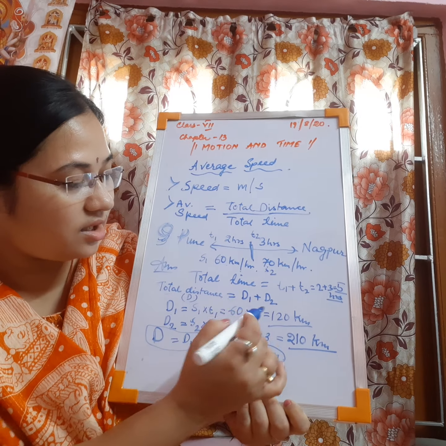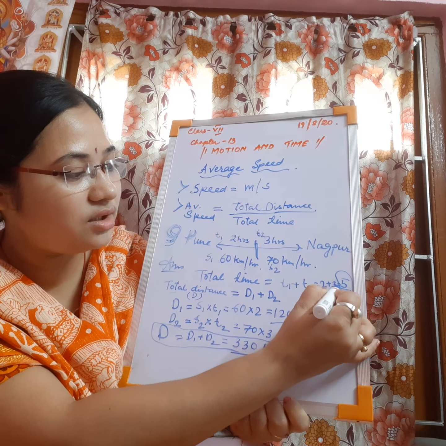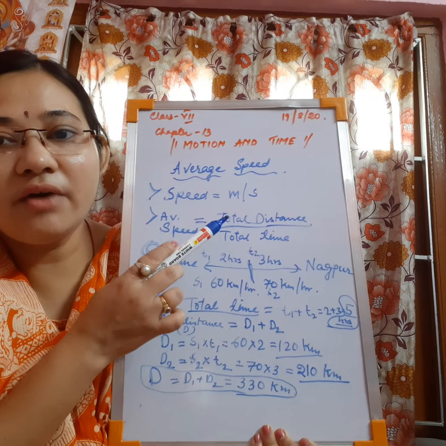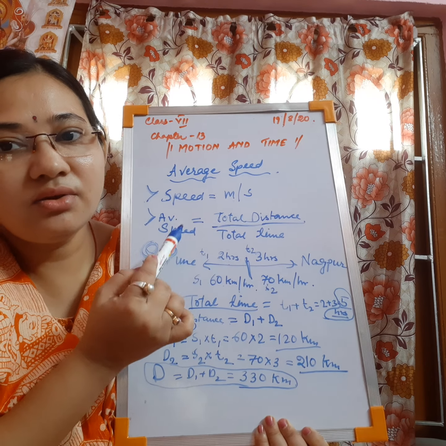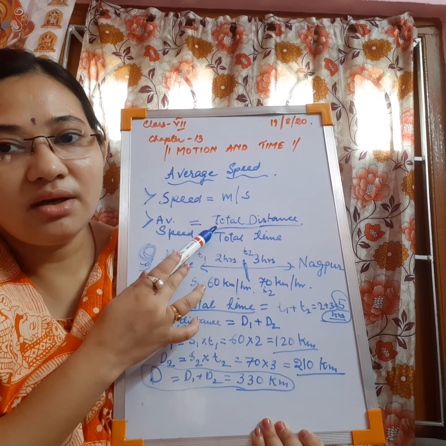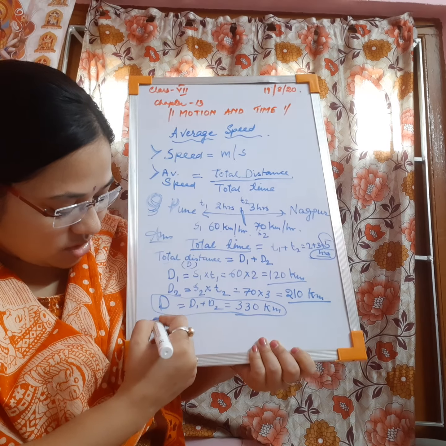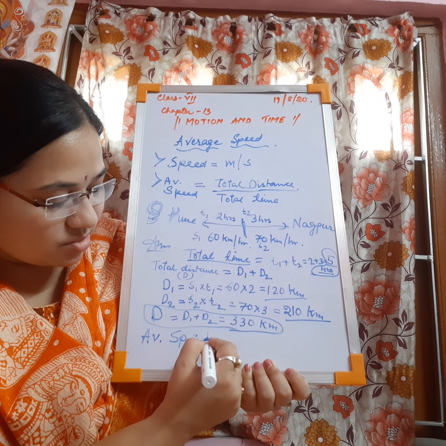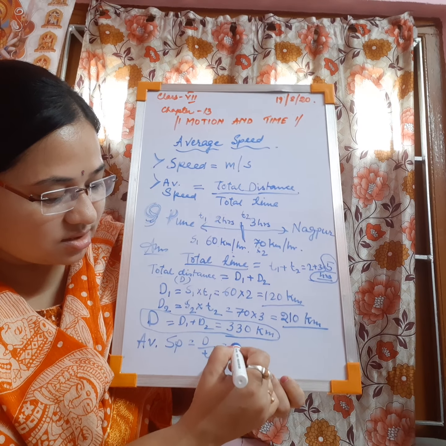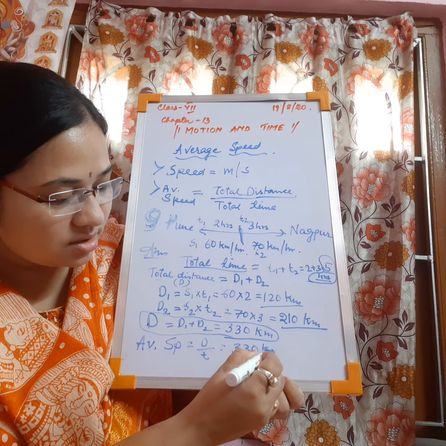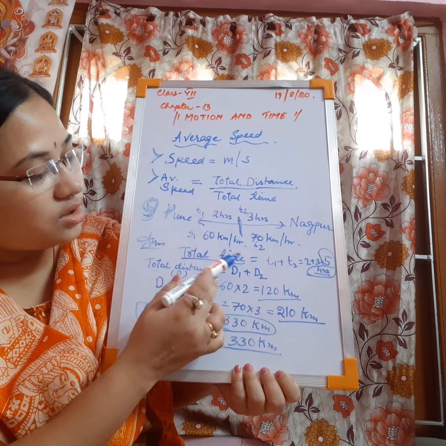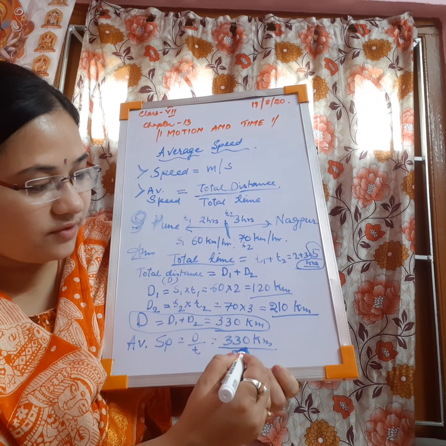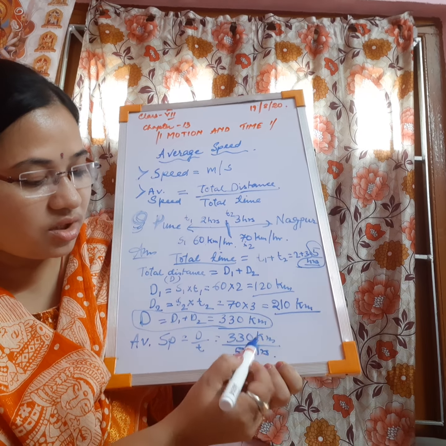We have got total D, and we have got total T also, total time. So now, what is average speed? Average speed is total distance by total time, that means D by T. Total distance is 330 kilometers, by total time, which is 5 hours. So kilometers per hour.